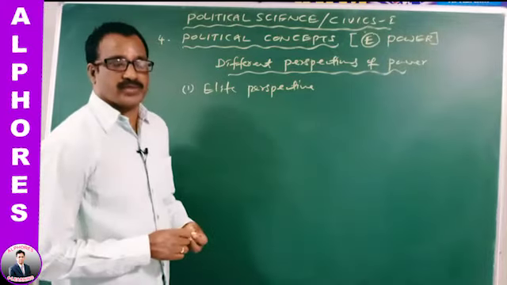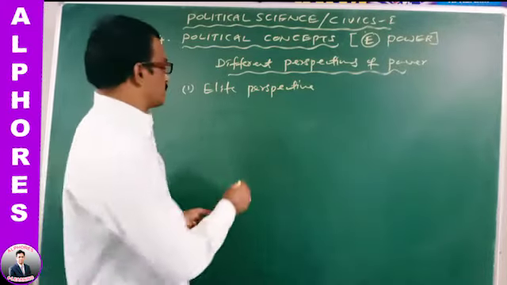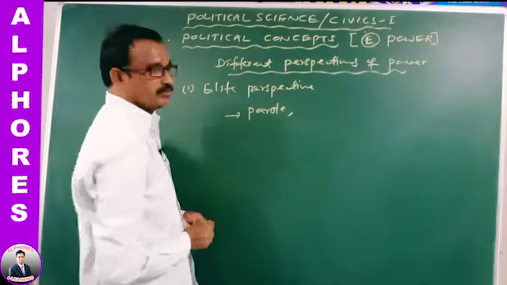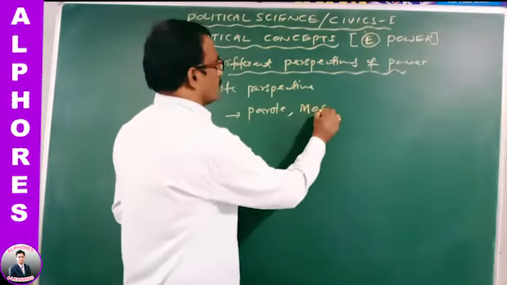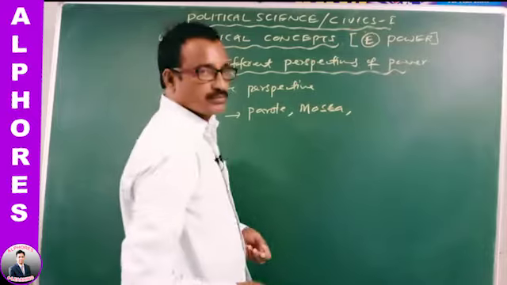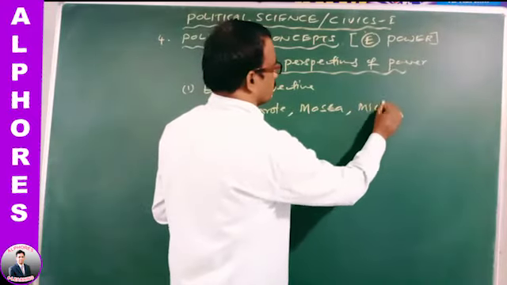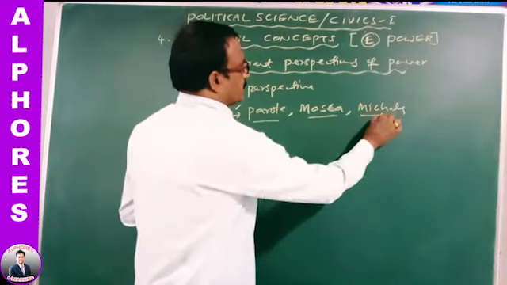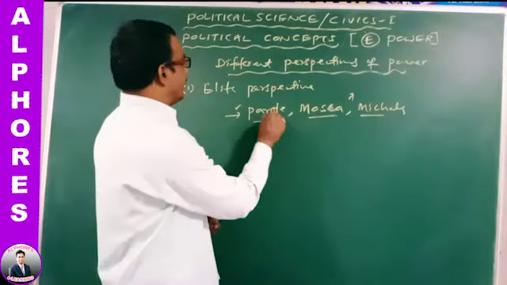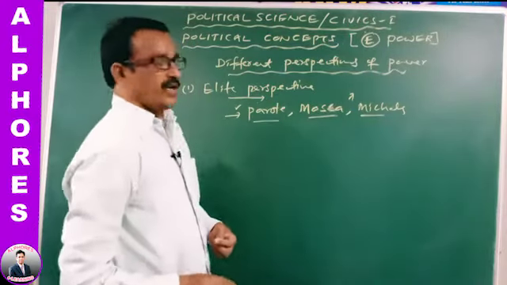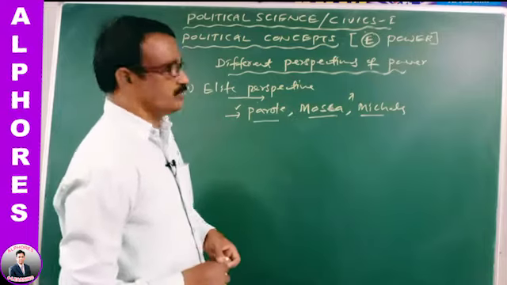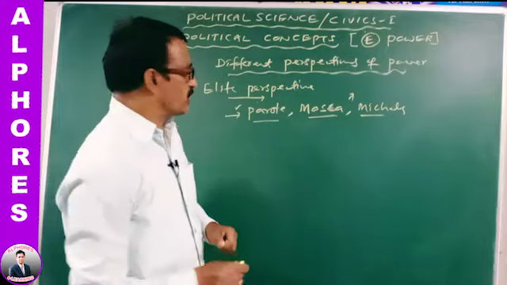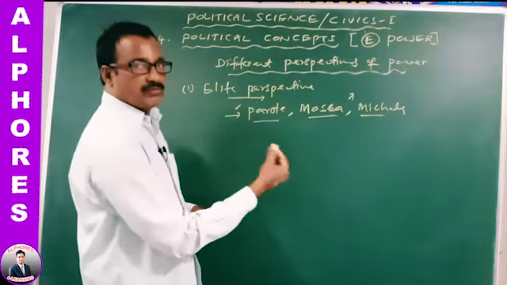The elite perspective was developed by sociologists, namely Pareto, Mosca and Michels. Pareto, Mosca and Michels were the famous sociologists. They developed the elite perspective. According to this perspective, the exercise of power divides the society into 2 groups. One is the elite group, another is the mass group.